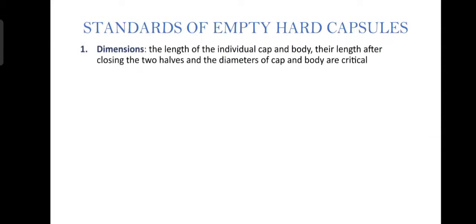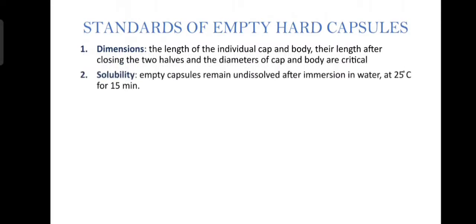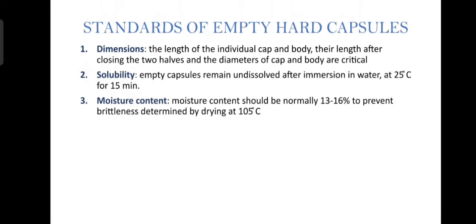Standards of hard gelatin capsule. The first one is dimension: the length of the individual cap and the body, the length after closing the two halves, and the diameter of cap and body are critical. Second one is solubility. Empty capsules remain undissolved after immersion in water at 25 degrees Celsius for 15 minutes. Moisture content should normally be between 13 to 16% to prevent brittleness, determined by drying at 105 degrees Celsius.